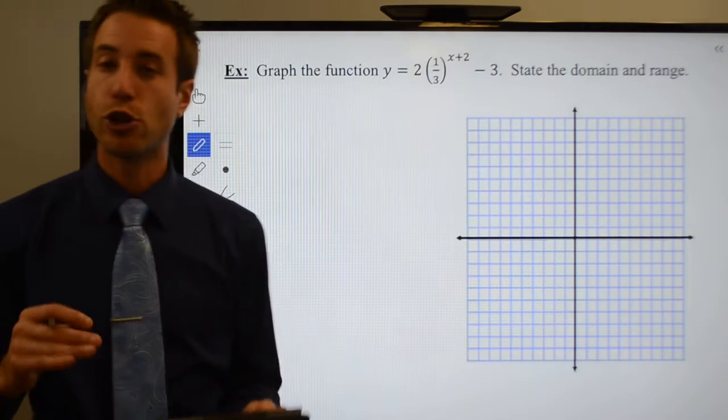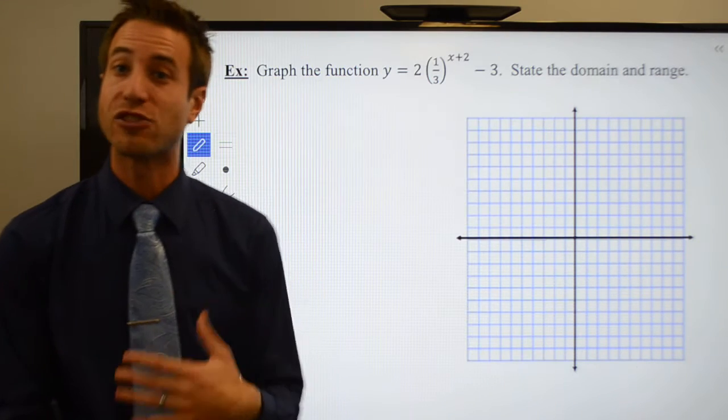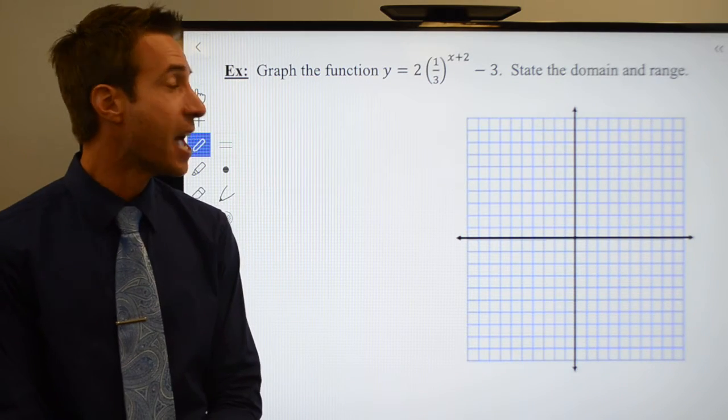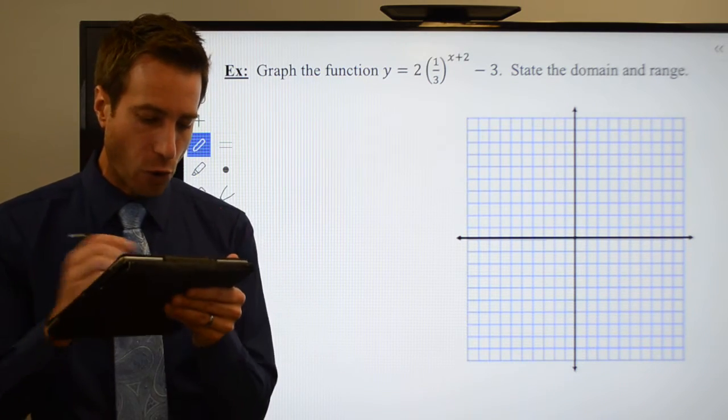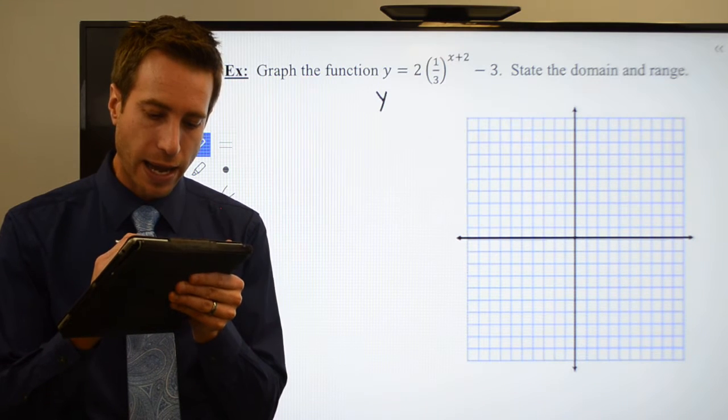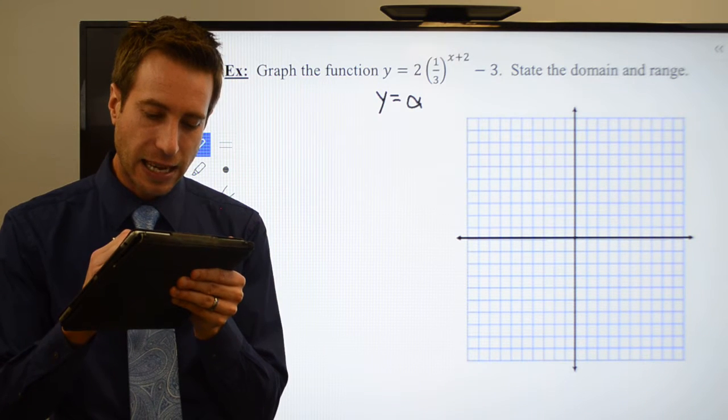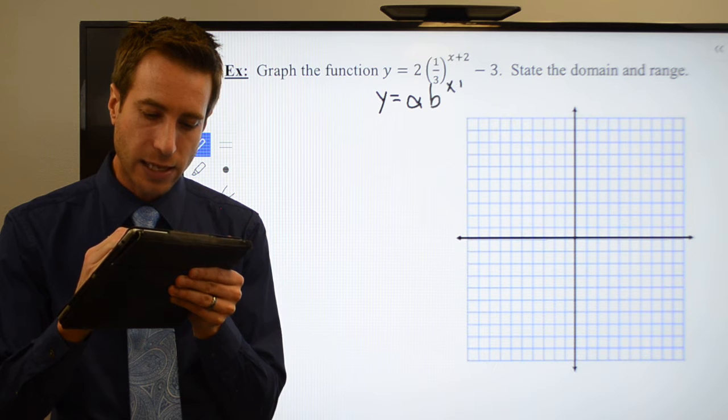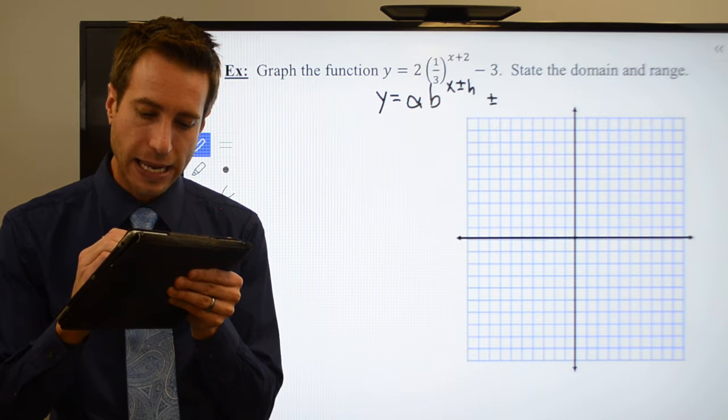All right, guys, welcome to this page of the notes, and what we'll do is we'll go ahead and do another transformation example problem together. Again, remember, the general form for transformations is y equals a times b raised to the x plus or minus h plus or minus k.